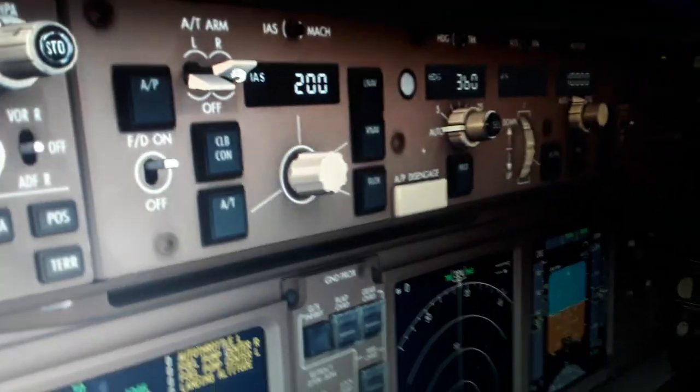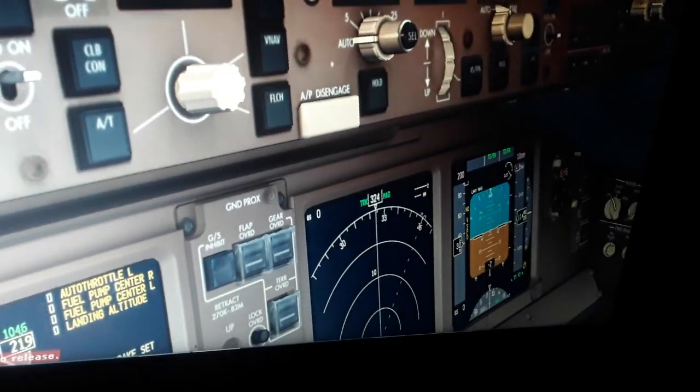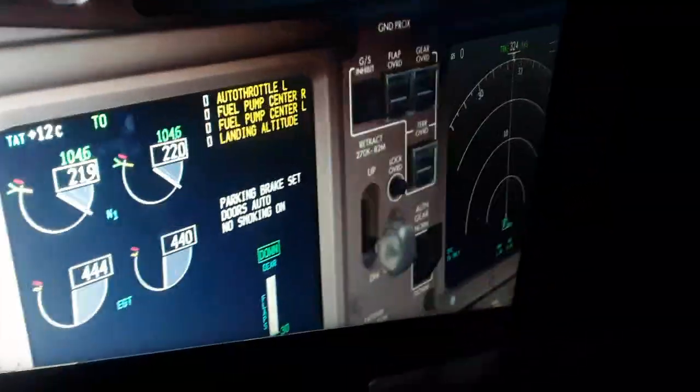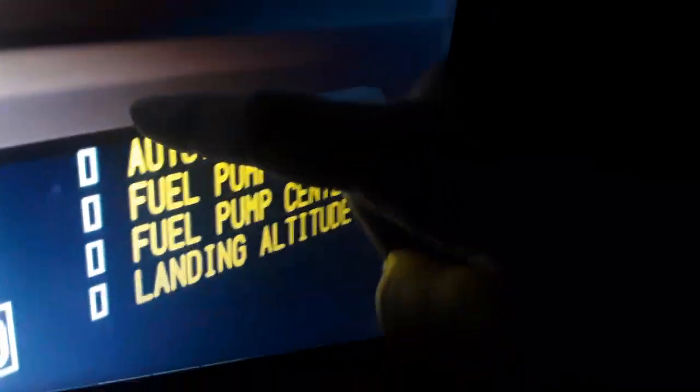You can see the auto throttle gates and disengage. So you will see the auto throttle message now here in the upper ECAS. Auto throttle left.